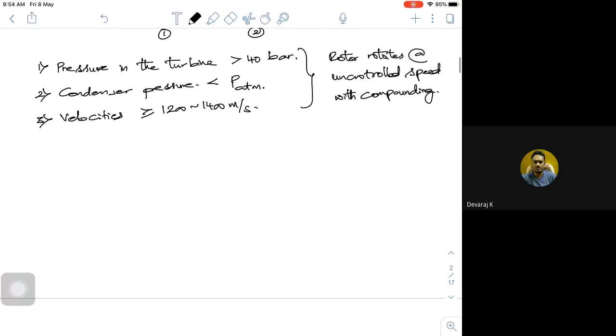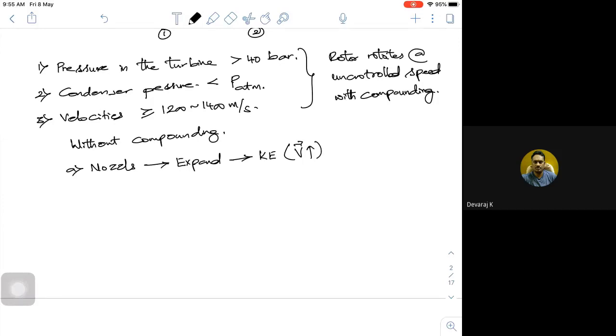Now, what happens here? If compounding is not done, what are the side effects? Without compounding, we have the nozzles where the steam expands to very high kinetic energy, because the velocity is increasing, so it is uncontrollable. This is one thing: it's very difficult if compounding is not done.